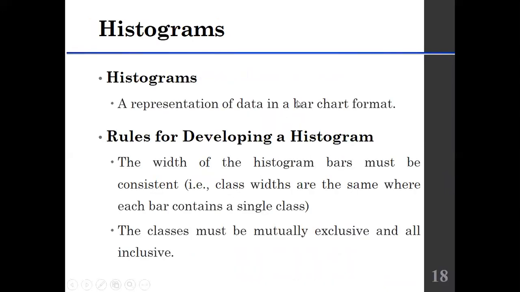Now let's discuss histograms. A histogram is a bar chart format used for the representation of data. There are different rules for developing a histogram. The first one is that the width of the histogram bars must be consistent. That is, class widths are the same, where each bar contains a single class. So the width of the histogram bars must be uniform. Each bar will represent a particular class, but the width of these classes would be the same. The classes must be mutually exclusive and all inclusive.